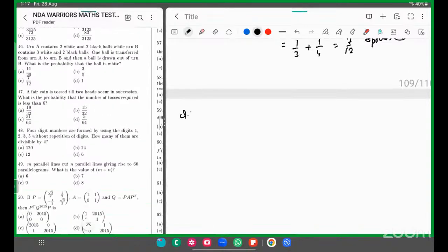You can see question number 47, students. What they are asking: a fair coin is tossed till two heads occur in succession. What is the probability that the number of tosses required is less than 6? Okay.